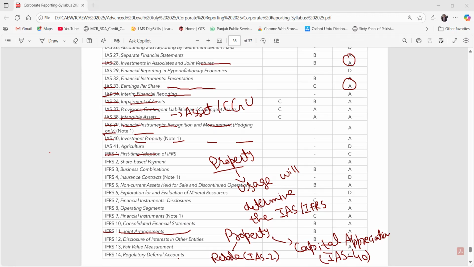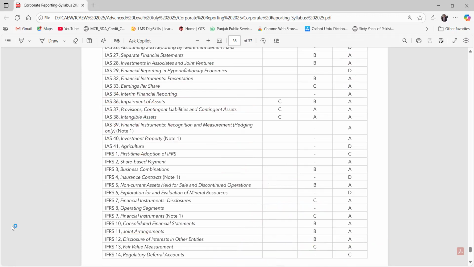Depending upon the usage. If the usage of your asset is going to vary, then definitely your entire accounting treatment is going to change. So please, you have to be careful, and you should not simply say if there is a property, we have to apply IAS 40 or IAS 16 or any particular standard. It will depend upon the usage of that asset basically.